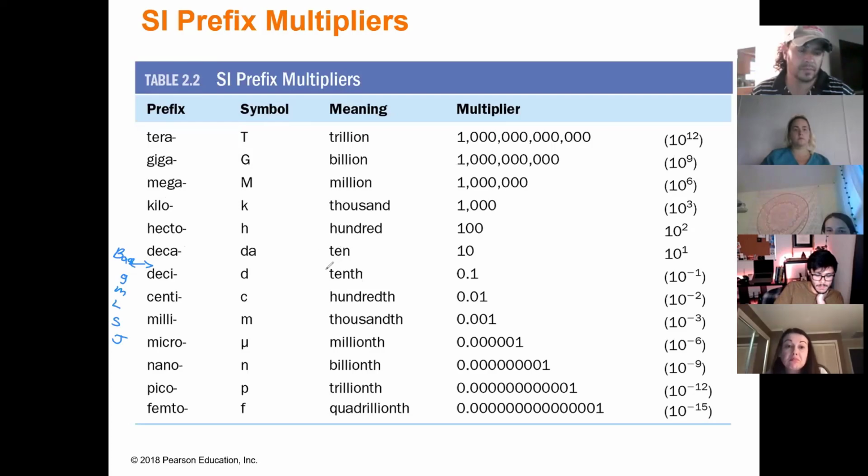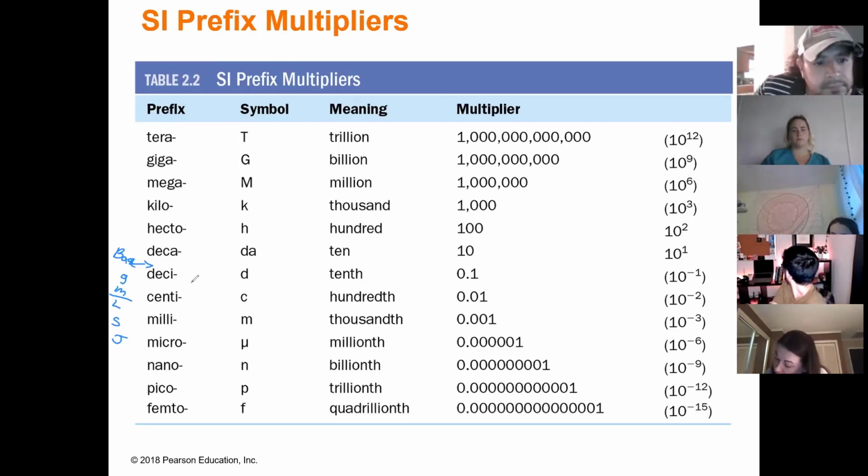All right, what about if we were moving in the other direction? Let's say we use meter. If I want something the length of 1/100th of a meter, I'm going to hop 2 spots. That's going to be a centimeter.